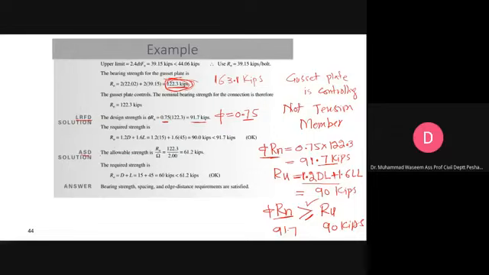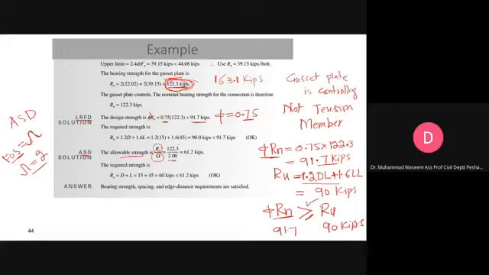you simply don't have to use this phi. Okay. So what you have to use is a factor of safety. And in ASD, factors of safety are represented by this omega sign. This means factor of safety. And for bearing strength for connections, this factor of safety is 2. What you have to do is calculate the allowable strength, and you divide the nominal strength by this factor of safety.